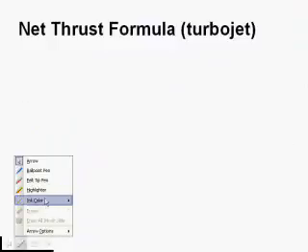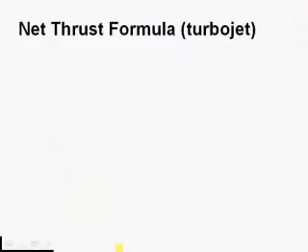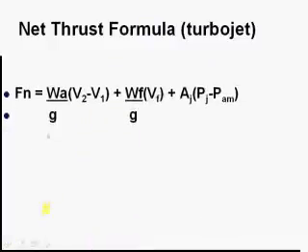Net thrust for a turbojet. Okay, here's the net thrust. On the test, you're going to need to know what each of these variables are. F sub n is thrust, comma net, or net thrust. Gross thrust would be F sub g. But most of the time in airplanes and jets, we're worried about how much thrust there is when the engine is moving. If the engine's not moving, we're not flying. So F sub n is what we're going to be thinking about the vast majority of the time.